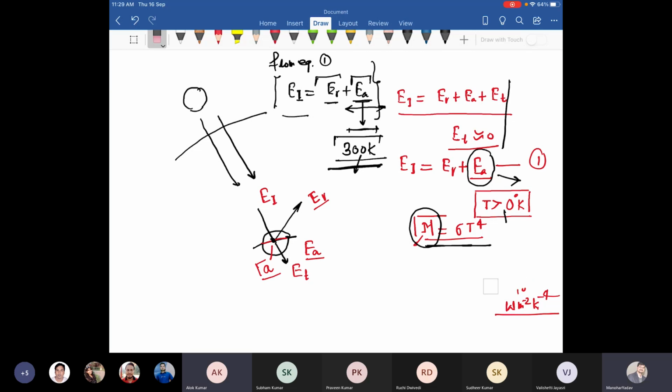Where have I taken 0? Where have I taken the radiant energy as 0? Sir, in the first equation. Okay, in the first equation we have taken the transmitted component as 0.